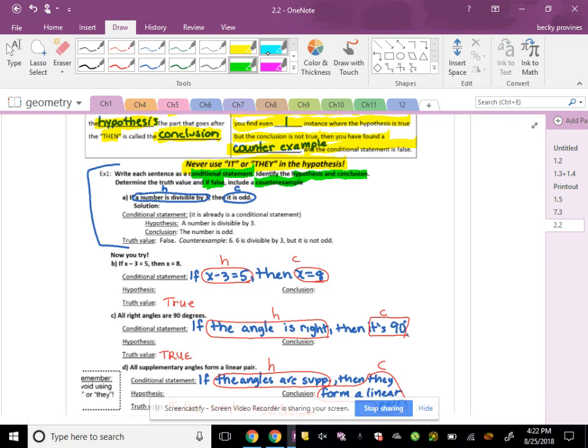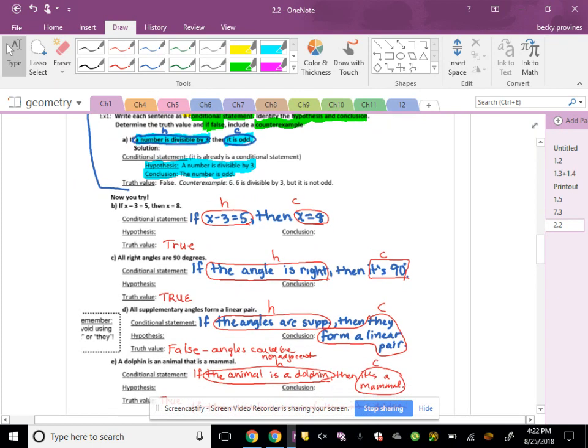Remember, when you do this, the hypothesis and the conclusion do not include the words if and then. I want you to notice I did not circle or highlight the if or then. I just abbreviated H and C for hypothesis and conclusion. Down here, if they have you write it out like this, I'm okay if you just circle and label, because you're still getting the idea across and your hand won't cramp, because you will have a lot to write.